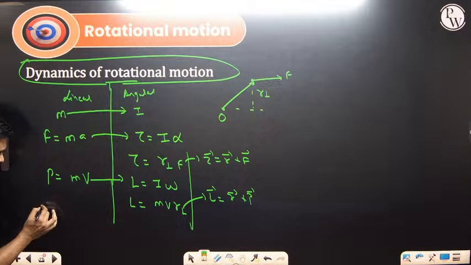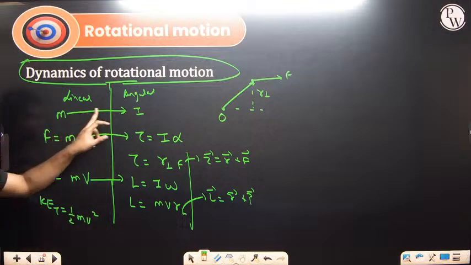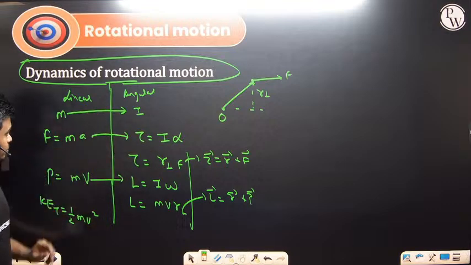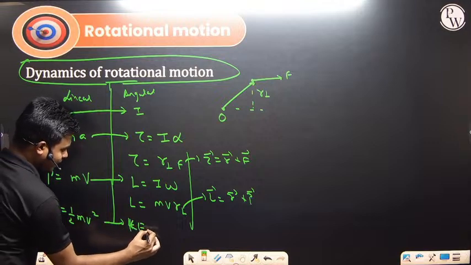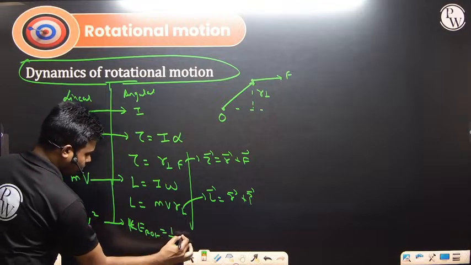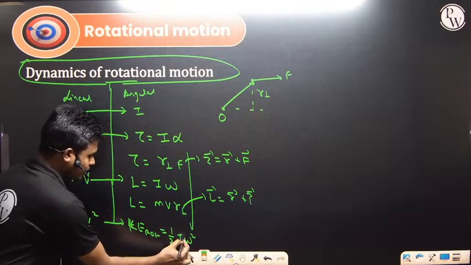Then here we define kinetic energy. What is kinetic energy? Translational kinetic energy is given by half m v square. Replace the mass with I and v with omega. Then the rotational kinetic energy is given by half I omega square. That is the rotational kinetic energy.